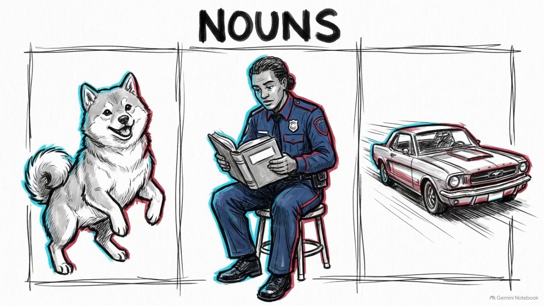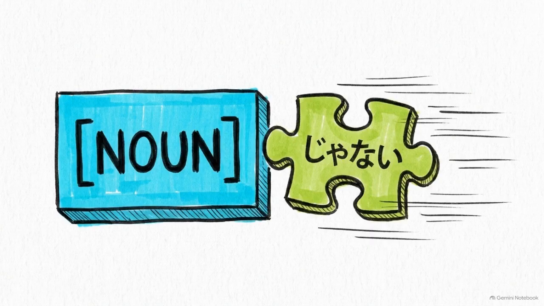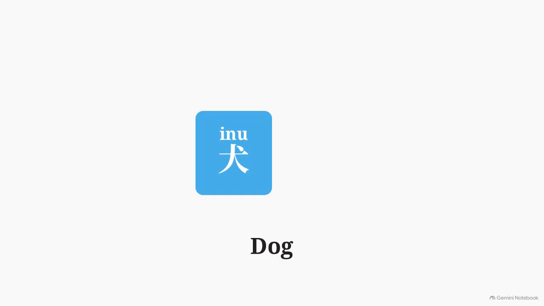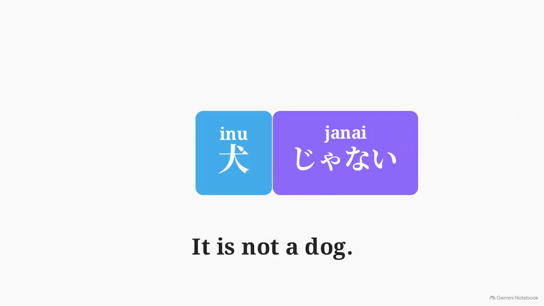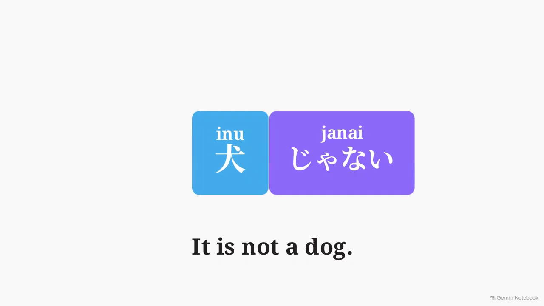When you are dealing with nouns, like a dog, a student, or a car, the rule is simple. You take the noun and attach Janai directly to the end of it. Start with the Japanese word for dog, inu. The Janai block snaps right onto the end, creating inu Janai. It is not a dog.